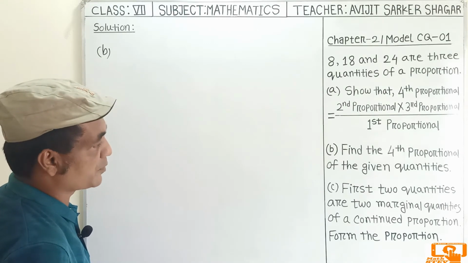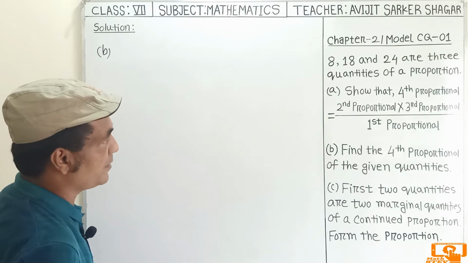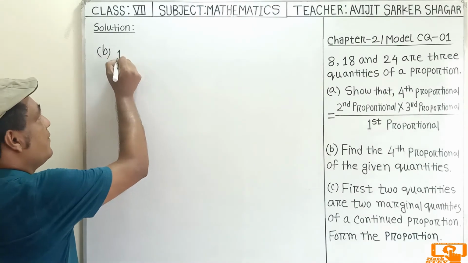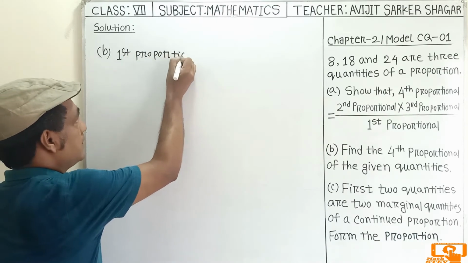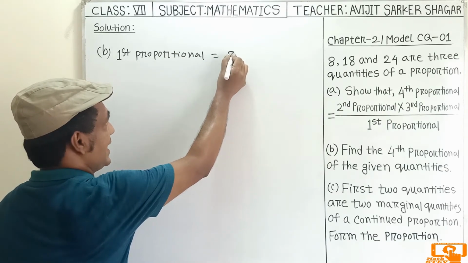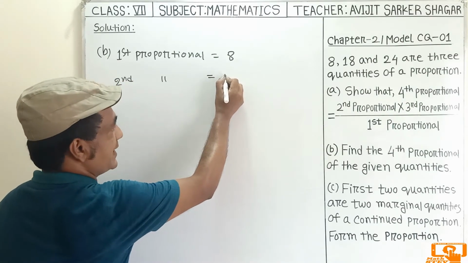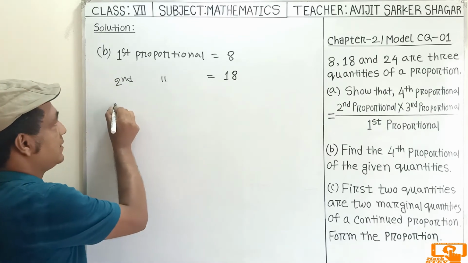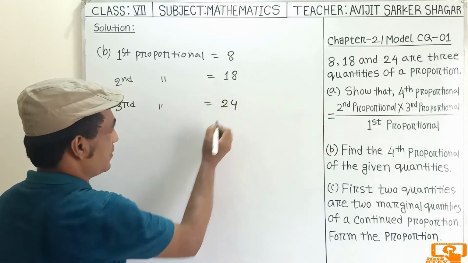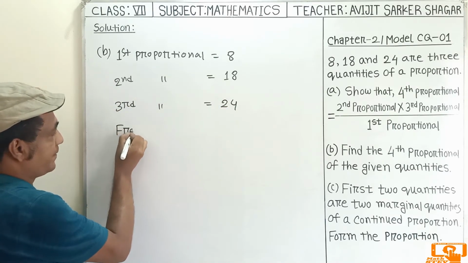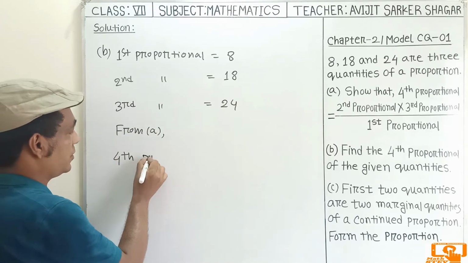Question: find the fourth proportional of the given quantities. Okay, each quantity is called a proportional of a proportion. Given first proportional, that means first quantity, 8. Second proportional equals, that means second quantity, 18. Third proportional equals third quantity, 24. From A we get fourth proportional.